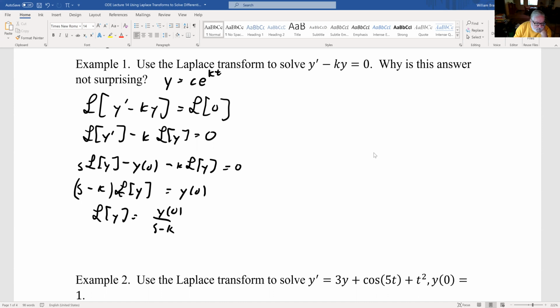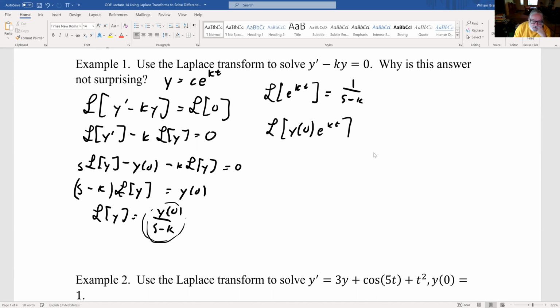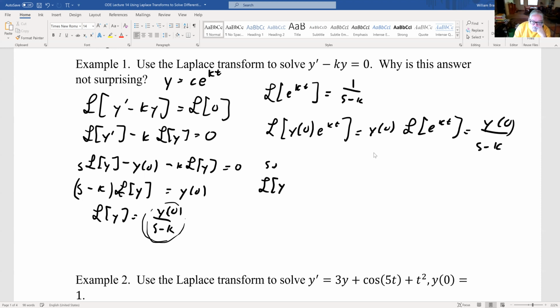And we have to recognize when we look at these things what kind of Laplace transforms we're dealing with. We know that the Laplace transform of e to the kt, the Laplace transform of an exponential, is 1 over s minus k. So this Laplace transform is an exponential, e to the kt, but it's multiplied by a constant. So we know the Laplace transform of y of 0 e to the kt is y of 0 times the Laplace transform of e to the kt, which is y of 0 over s minus k. So the Laplace transform of y equals y of 0 over s minus k.